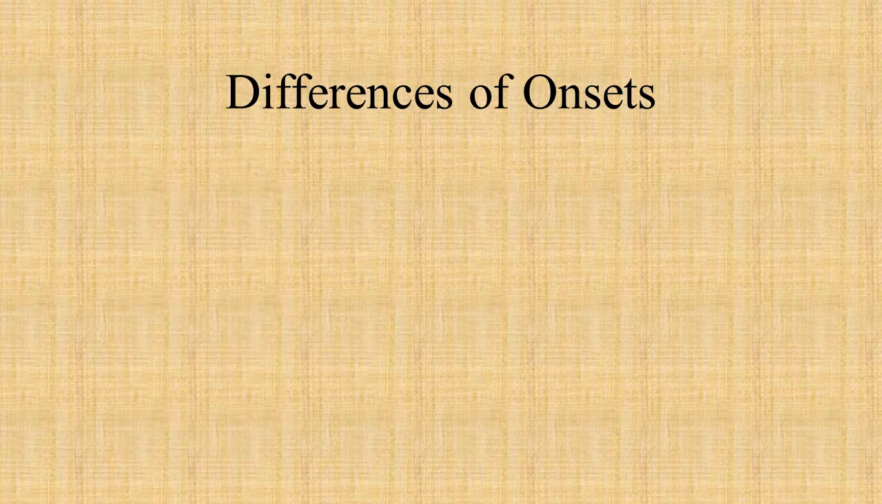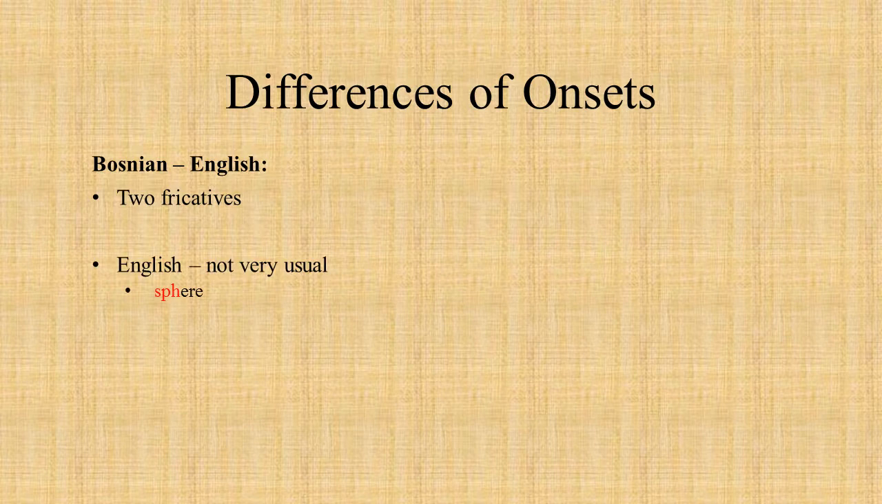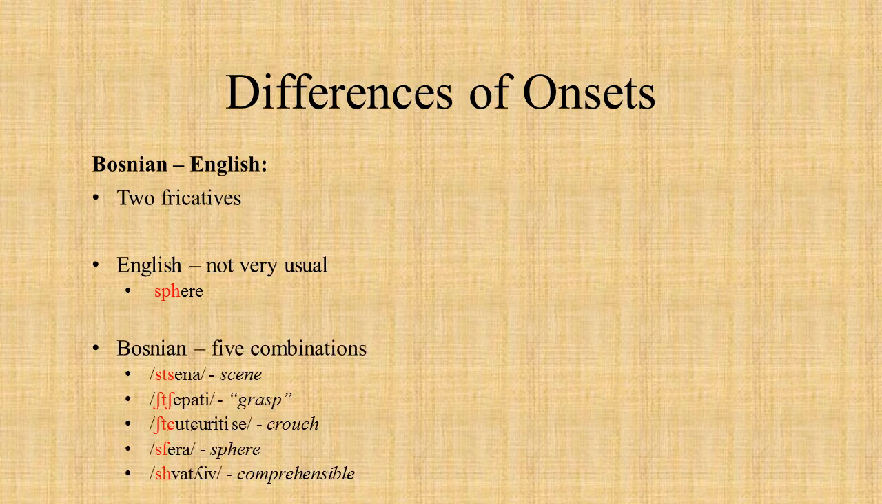Okay, so in the next slide, we are going to look at 2 fricatives side by side in the onsets. In English, such a combination is not very usual, but it is possible. The word sphere shows that this combination is possible in English. Bosnian, on the other hand, has 5 of those combinations. The words scena, seen in English, ščepati, grasp in English, and čučuritise, crouch in English, show that those combinations are more common in Bosnian than in English.